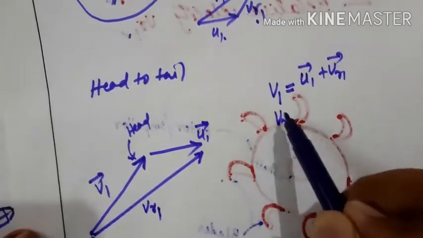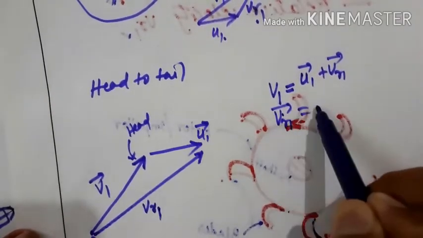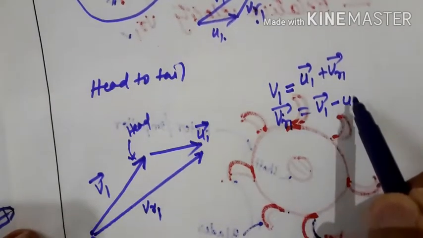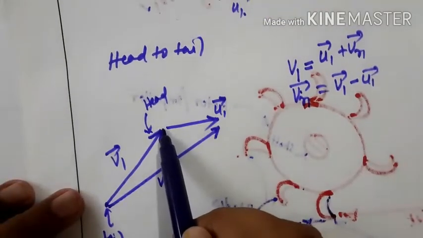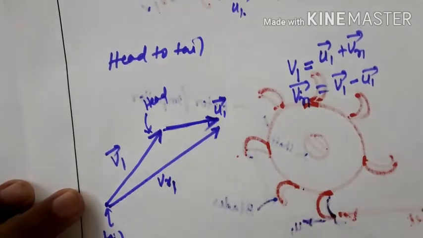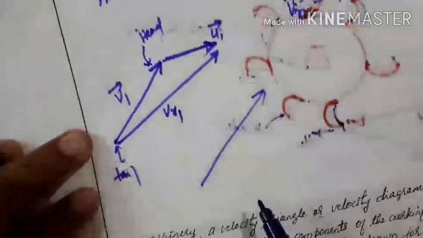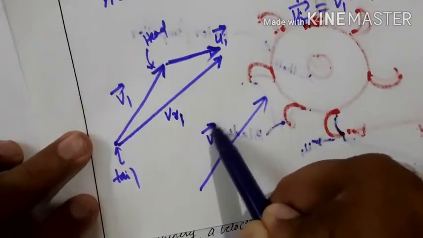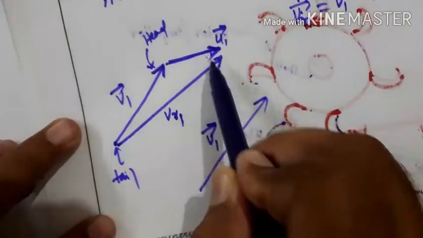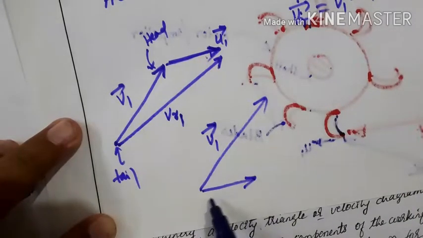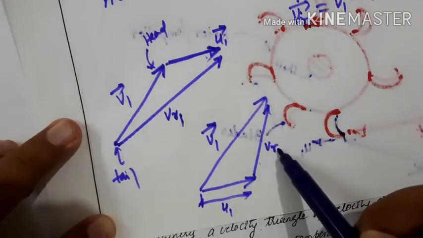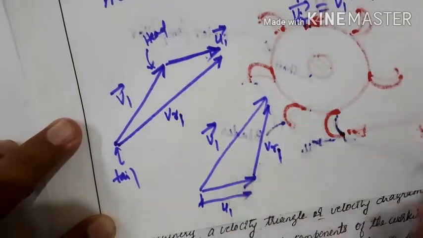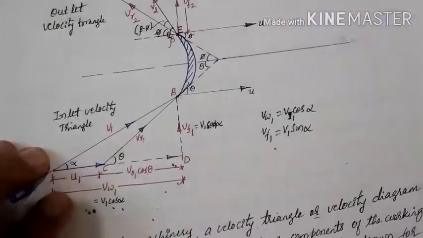Then VR1 vector is equal to V1 vector minus U1 vector. Instead of keeping this vector here, if you shift that vector, this gives a magnitude and direction v1, and this vector you shift and keep here, with the same magnitude, this will be u1. Then join these two, and this will be VR1. Okay, so this can be drawn at the inlet of the blade.